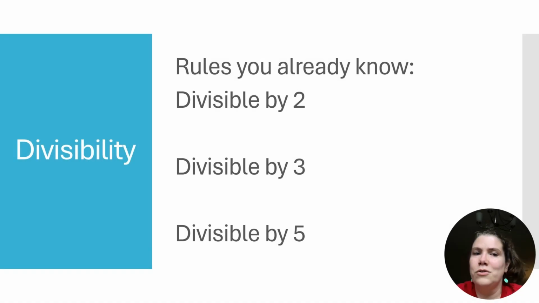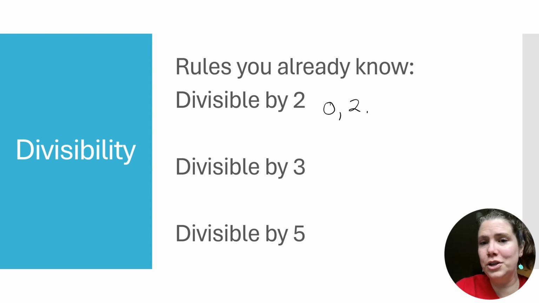You probably already know some rules for divisibility. For example, think right now if you already know the rules for how to tell if a number is divisible by 2. If you don't know the rule, it is if a number ends in 0, 2, 4, 6, or 8, those are even numbers, and they're divisible by 2.